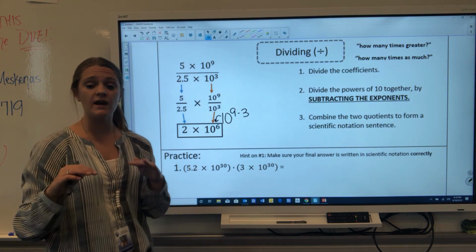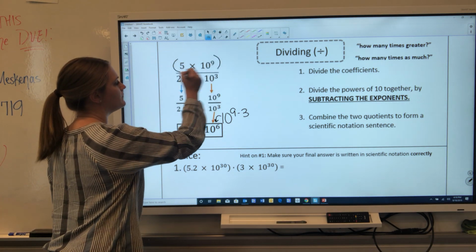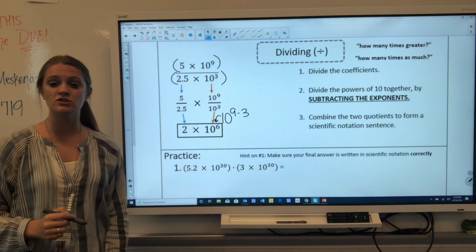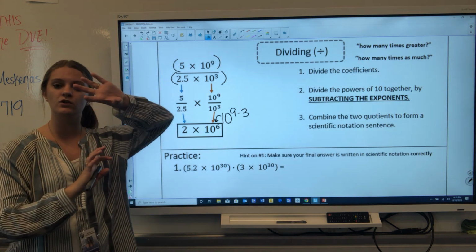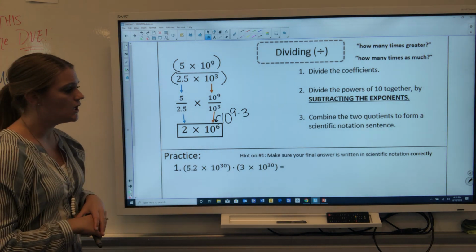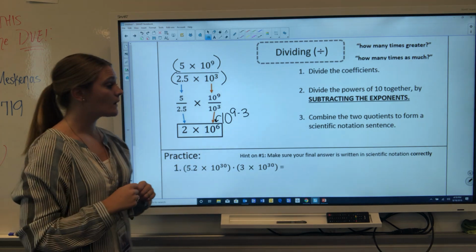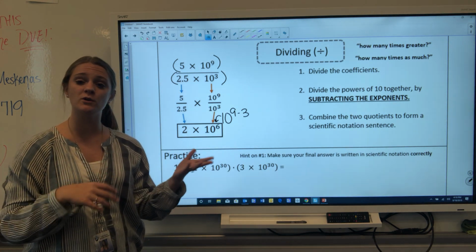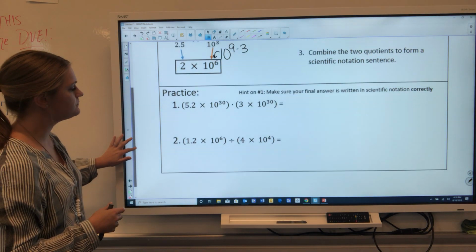Now you can always try these in your calculator like we talked about today. You just want to make sure that you put both scientific notation expressions in parentheses with that division sign in the middle, or both of them in the numerator and denominator of a fraction. So it's imperative that you use parentheses when you're trying to use your calculator. All right, so that was all the instruction for multiplying and dividing. Let's go to practice problems at the bottom of your page.